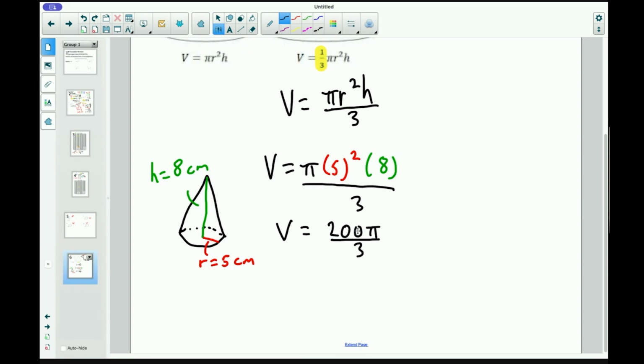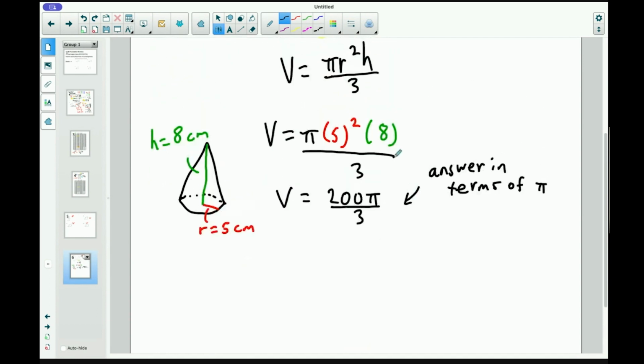Okay. So 200 pi divided by 3, this is what your answer would be if we were asked to answer in terms of pi, because sometimes the exam will ask you to answer in terms of pi. So this is what you would leave it as. But if it says to answer to the nearest, I don't know, 10th, we'd actually have to put this into our calculators. So I can't do this in my head. 200 pi, and we're going to divide that by 3. And let's go ahead and figure out what that decimal is.